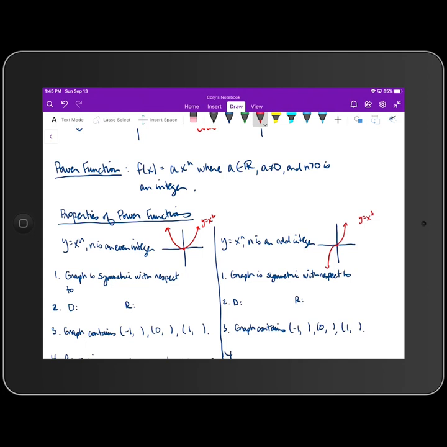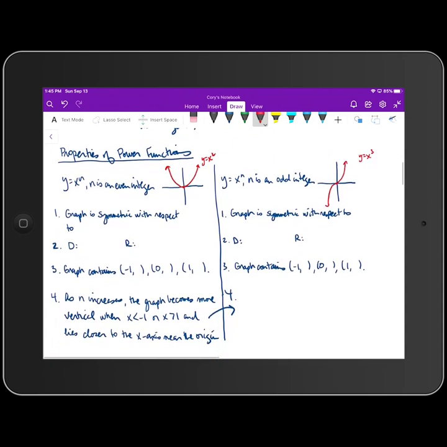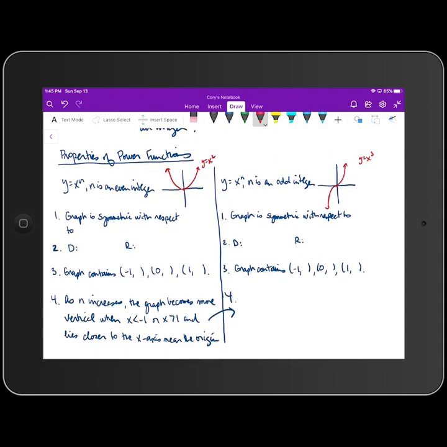Okay, so we're going to take these two functions and generalize some properties that functions of each of these types possess. We'll start on the left-hand side: x to the n power, where n is an even integer. If we look at the function y equals x squared, we should see that the graph is symmetric with respect to the y-axis. And if our function has y-axis symmetry, that means that the function is an even function.